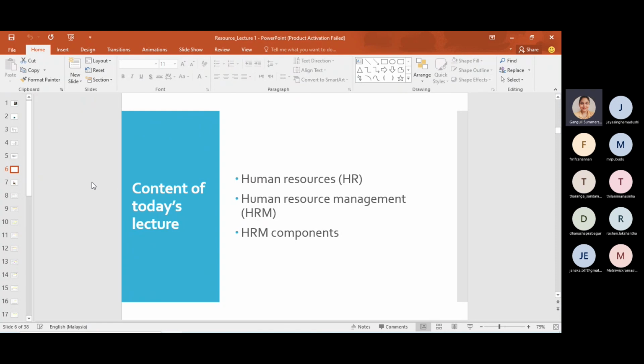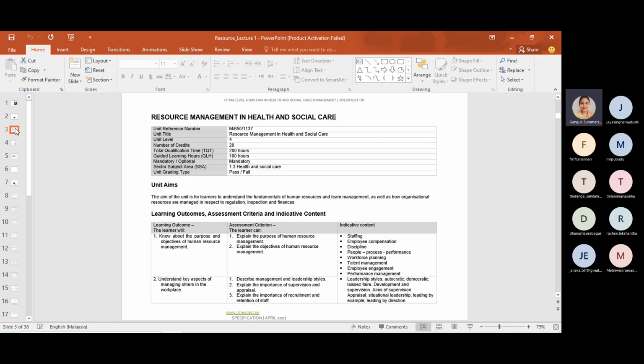Okay, so let me go back to the first learning outcome. The first learning outcome for this module is to know about the purpose and objectives of human resource management. Under that learning outcome, there are two assessment criteria: explain the purpose of human resource management, and explain the objectives of human resource management.